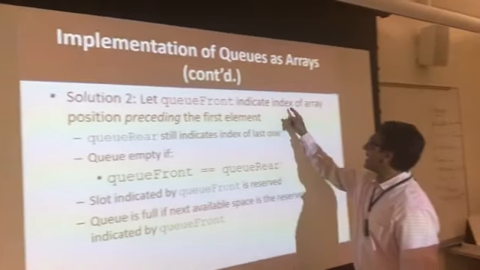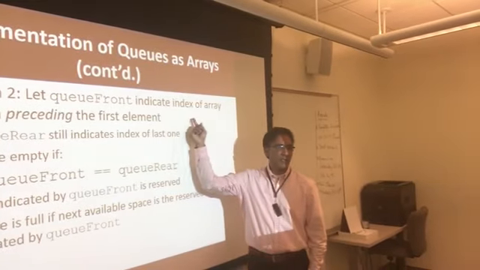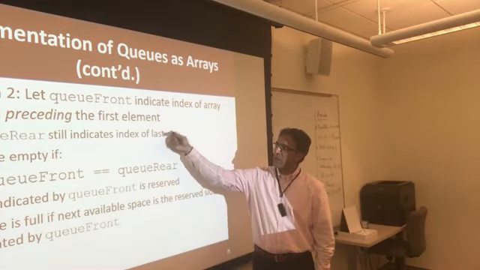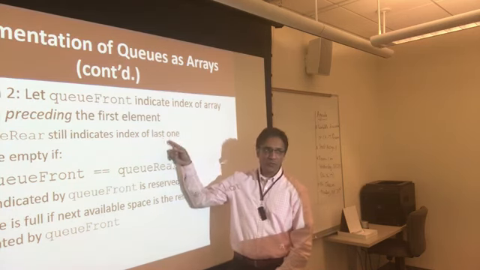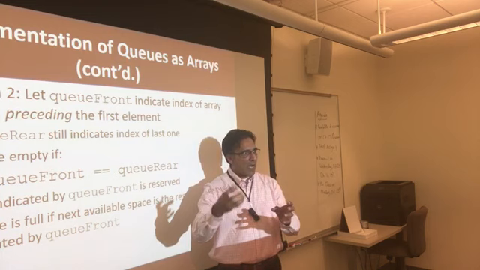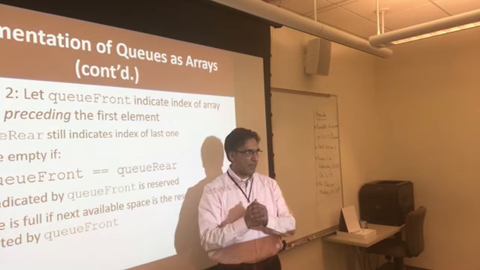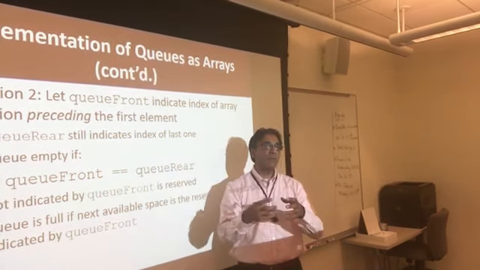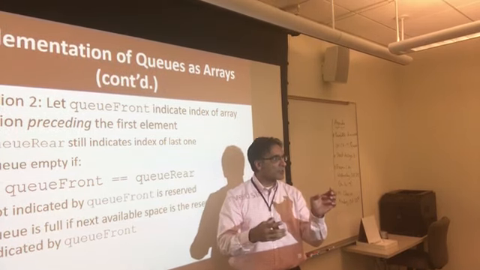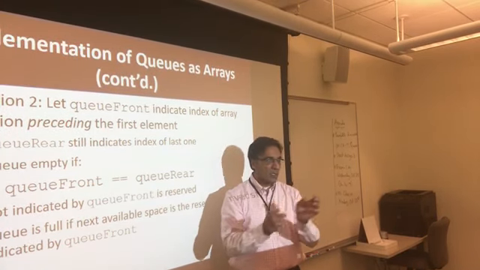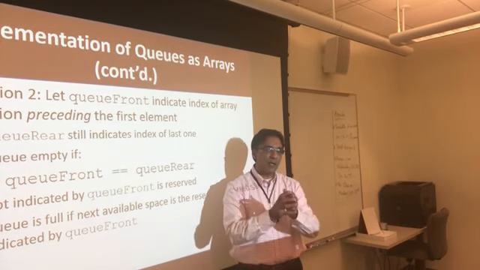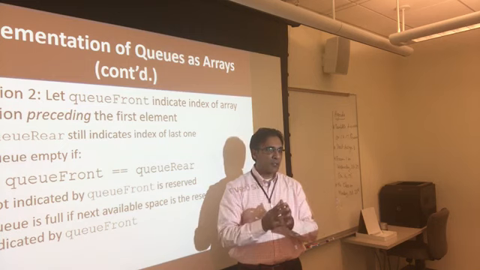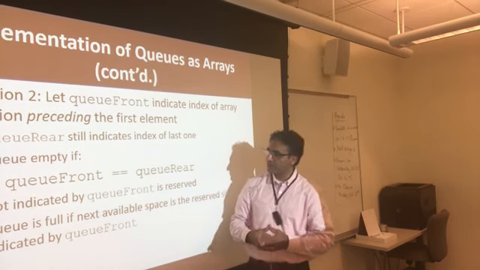Solution 2 is to let queue front indicate the index of the array, which is possible. We can easily find out the index of the array preceding the first element. Queue rear still indicates the index of the last one, so queue rear tells me the last element which was added in the array. Queue front gives you the information about the position it is pointing to. So if we subtract queue front from queue rear, we can figure out how many elements are being accommodated at that time.